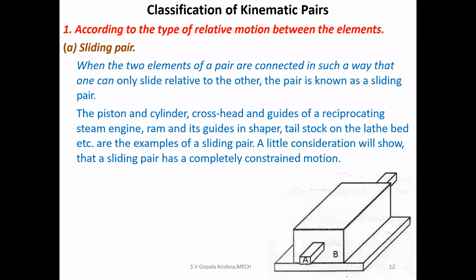Good morning, dear students. Once more, let's rewind the earlier class. Those are kinematic pairs, the classification of kinematic pairs. According to the type of relative motion between the elements, there are types such as the sliding pair, turning pair, screw pair, spherical pair, and rolling pair.